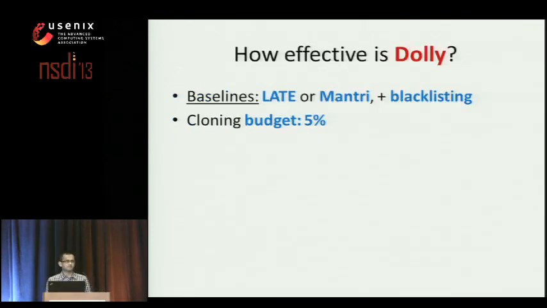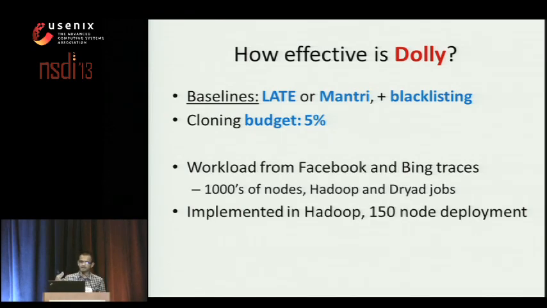Let's see how well Dolly actually performs. The baseline that we use is the two straggler mitigation strategies that I had mentioned earlier in the talk that I said were in deployment. We also use a blacklisting technique to weed out all the problematic machines. And we set a cloning budget of 5%. The workloads for our evaluation are derived from the Facebook and the Bing traces. And we have a 150-node deployment.